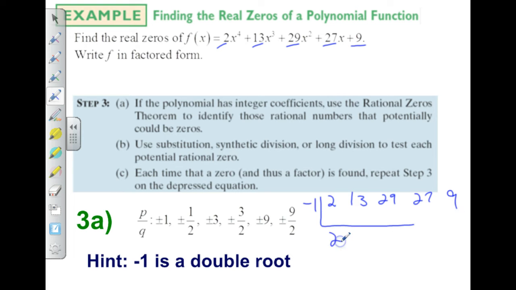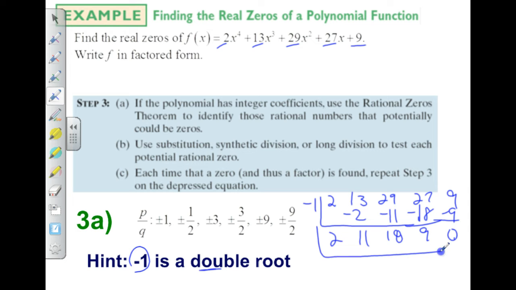Bring down the first term, multiply, add, multiply, add, multiply, add. Hey, this is going to work. What do you mean this works? I actually got a 0. So that is to the 4th. Oh, it's telling me that it's a double root. So guess what? You get to synthetically divide by -1 again.